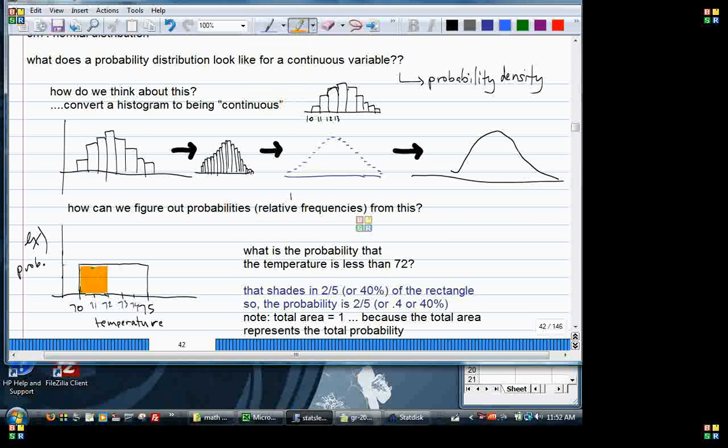So what we're really asking for is, what's that area? Well, this should be pretty easy to figure out. Just looking at the picture, what's that area? Okay. Now when I say what's the area, it's what's the area relative to the whole thing.